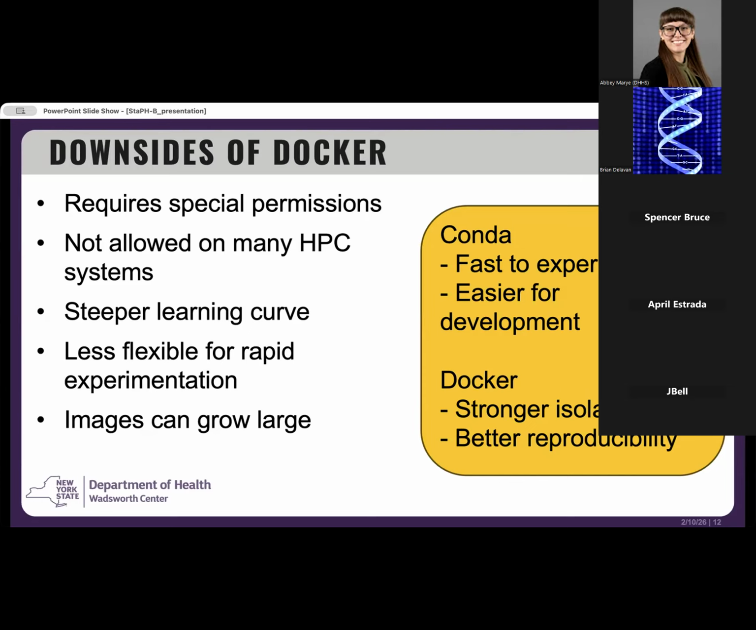Finally, Docker images can become quite large, especially for complex pipelines. So large images take longer to build, store, and move around, which can be a practical limitation. These are trade-offs that show up from a user perspective, but they're not really the whole story here, right?